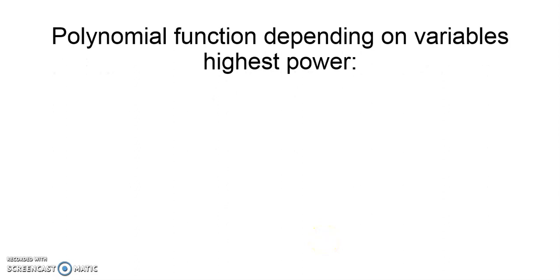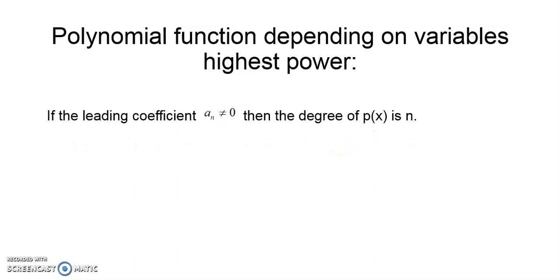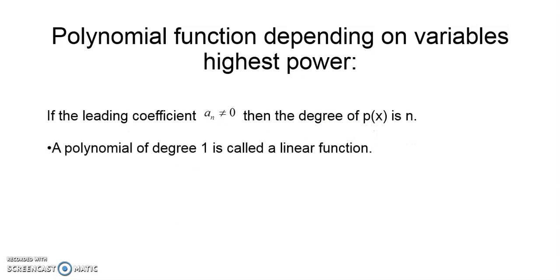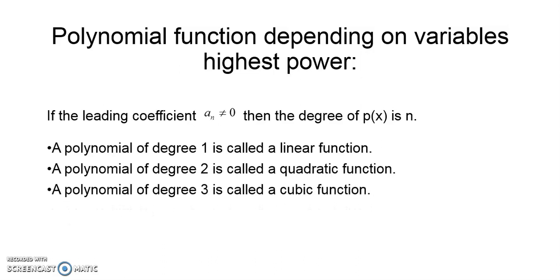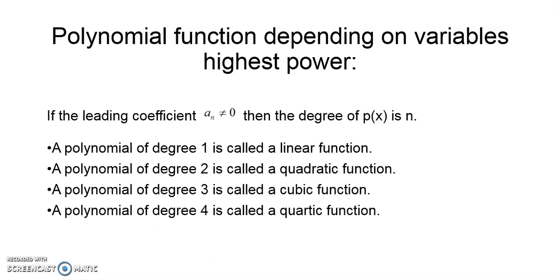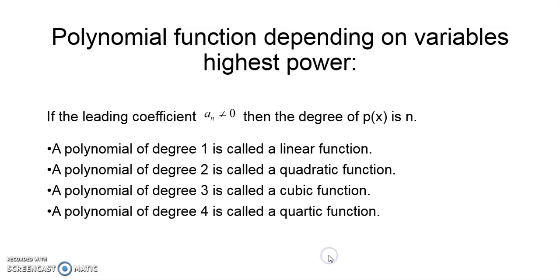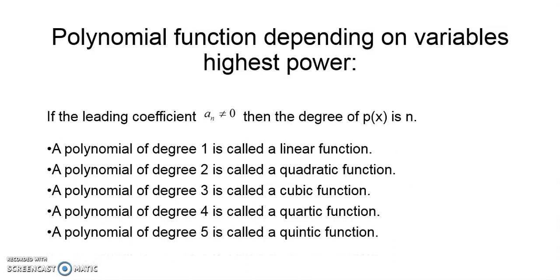Now, polynomial functions depending on the variable's highest power. If the leading coefficient a_n is not equal to 0, then the degree of p of x is n. A polynomial of degree 1 is called a linear function. A polynomial of degree 2 is called a quadratic function. A polynomial of degree 3 is called a cubic function. A polynomial of degree 4 is called a quartic function. A polynomial of degree 5 is called a quintic function, and so on. In particular, the polynomial is going to be a constant function by putting n equals to 0.